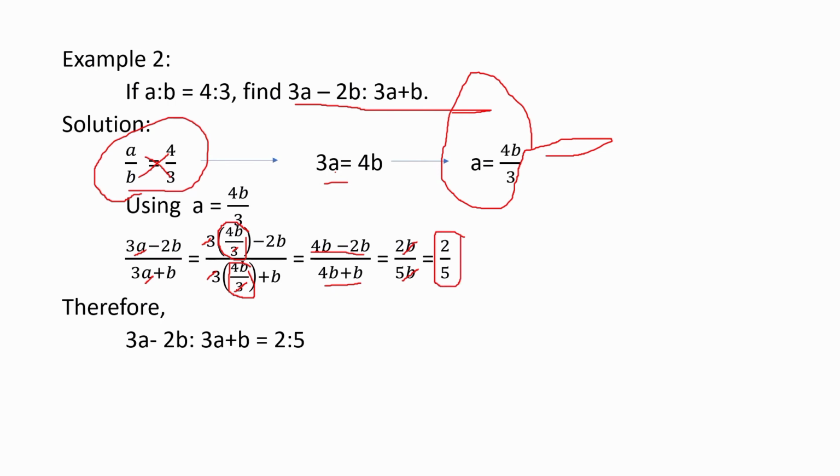Now, since we have here 3a minus 2b in the numerator, that is represented by 2, and the denominator 3a plus b, that is represented by 5. So which means here that 3a minus 2b is to 3a plus b is equal to 2 is to 5. So therefore, the final answer is 2 is to 5.